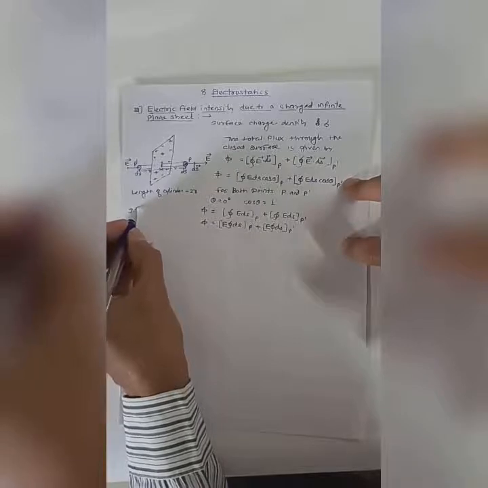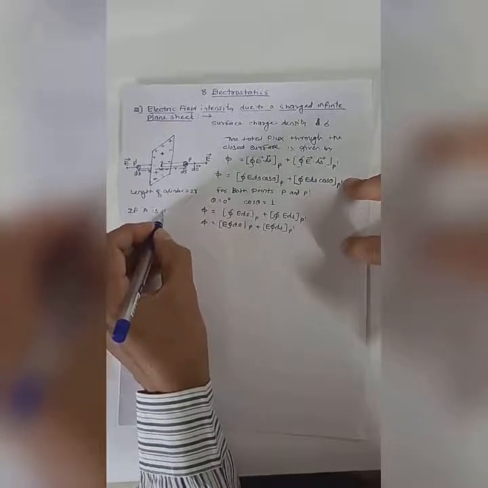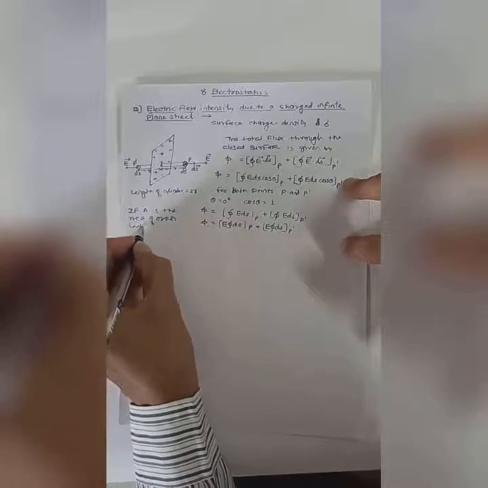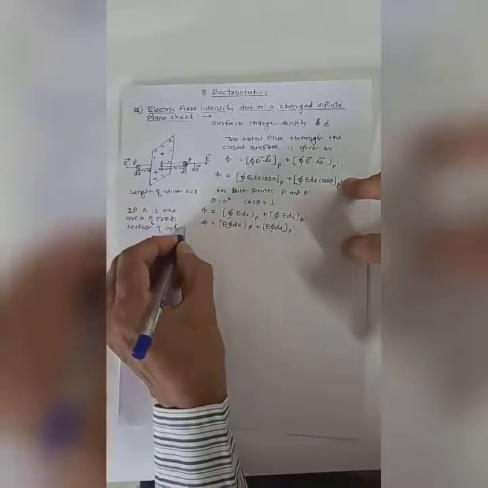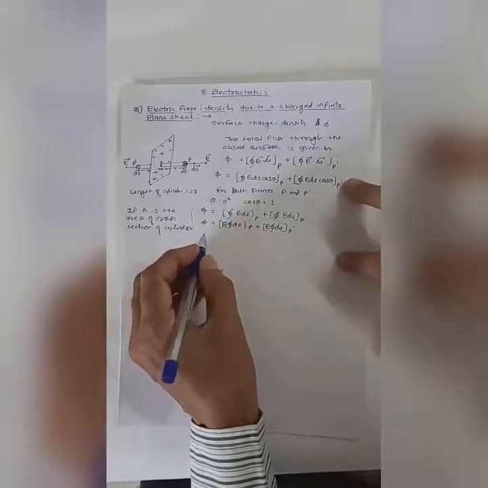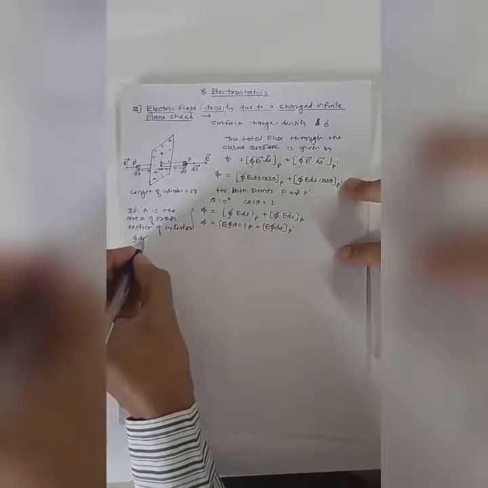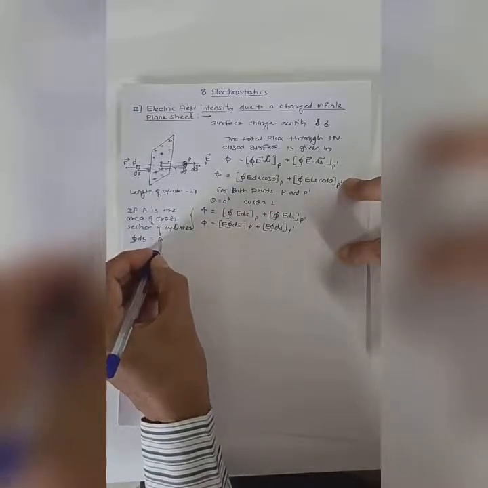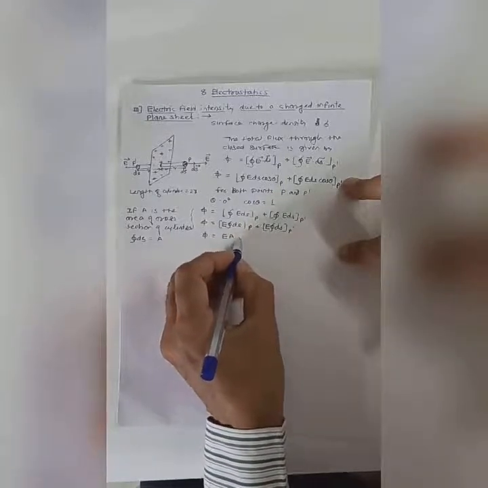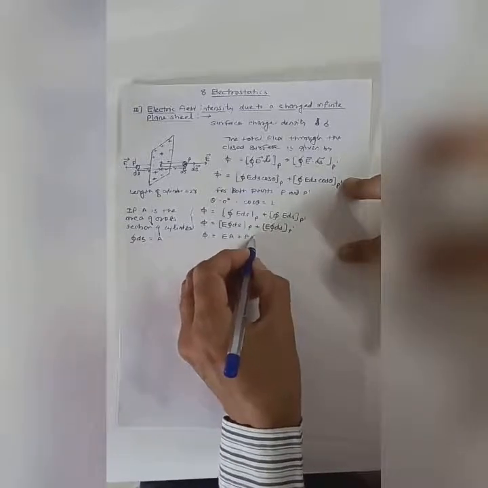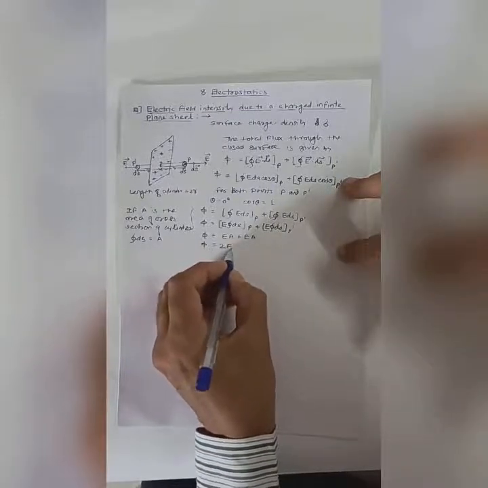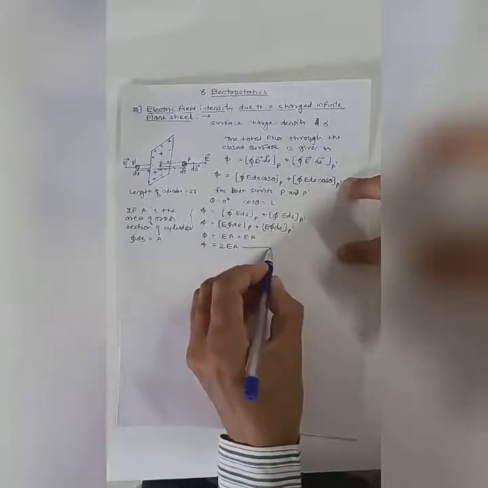Now, if A is the area of cross section of this cylinder, then closed integration of ds is equal to A, and therefore phi is equal to E into A plus E into A. So phi is equal to 2 times E into A. This is equation 1.